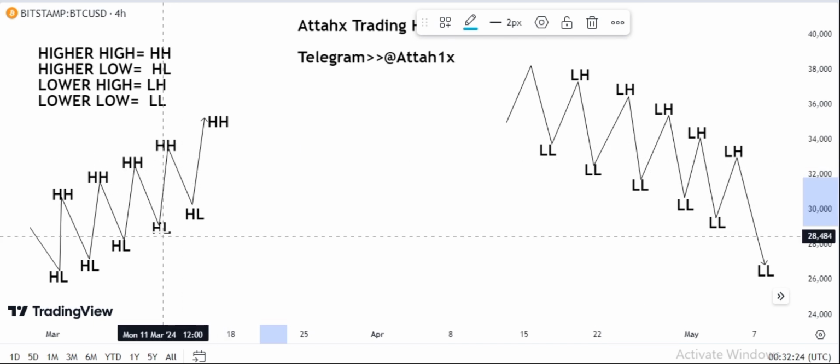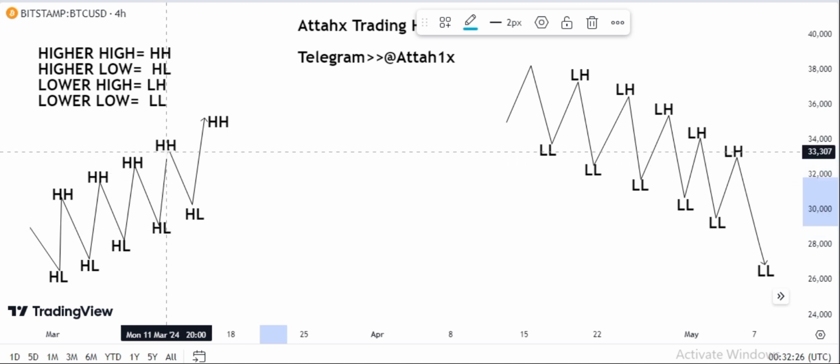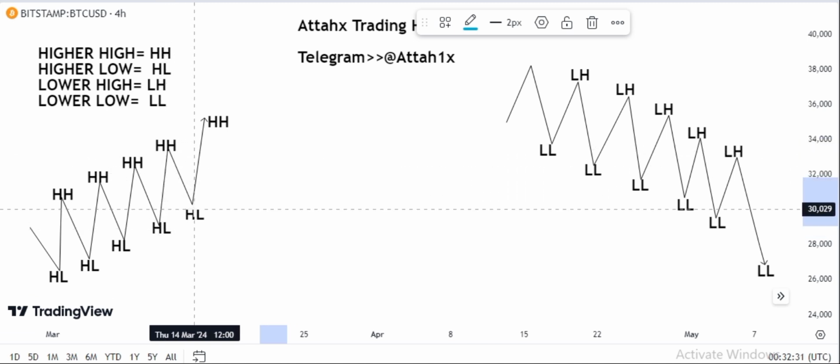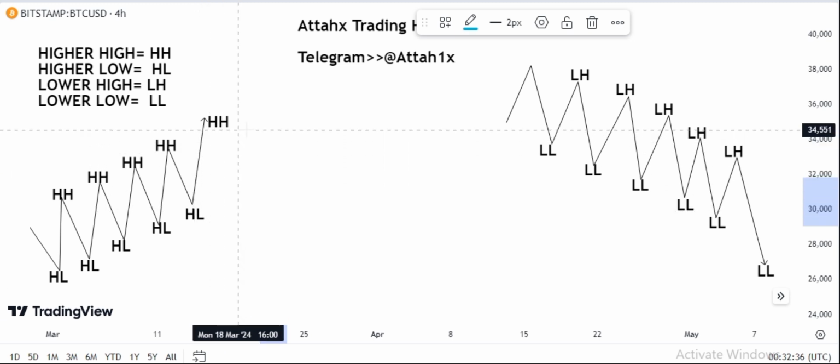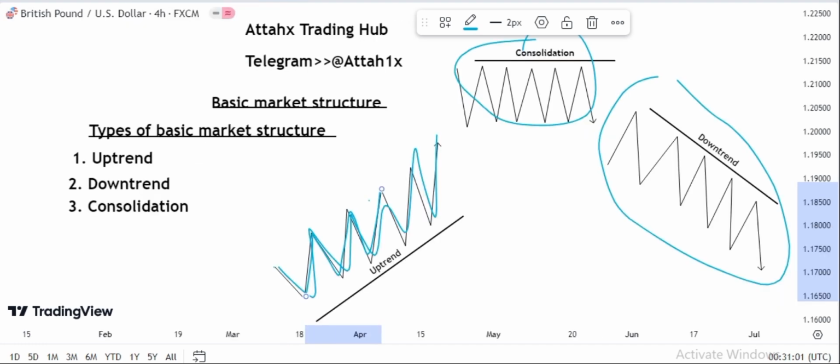When the market creates a higher low and a higher high, you always want to wait for the market to come back to your last higher low, and then you look for buys to create another new higher high. So let's talk about consolidation.